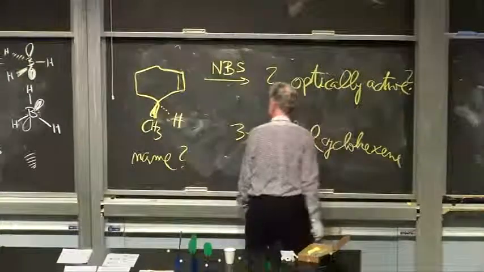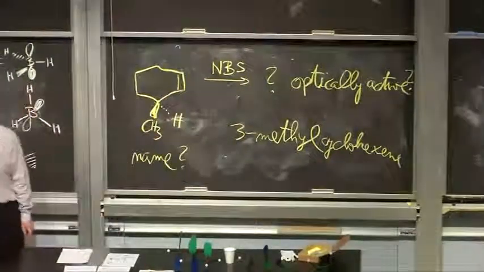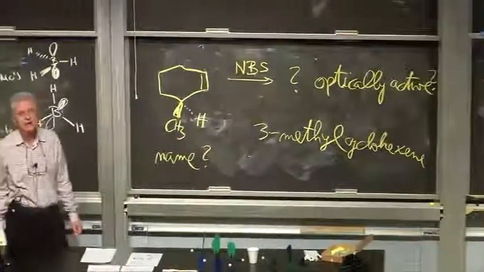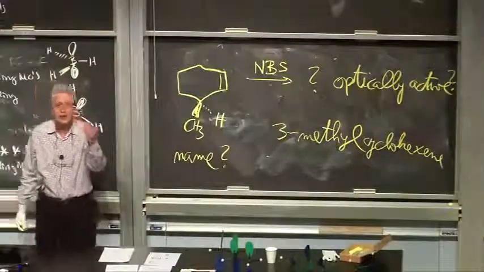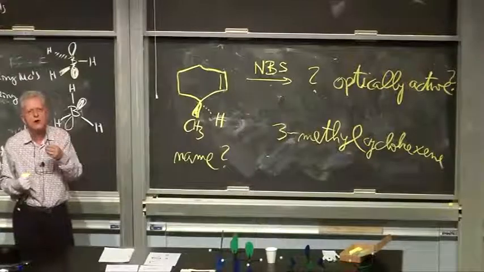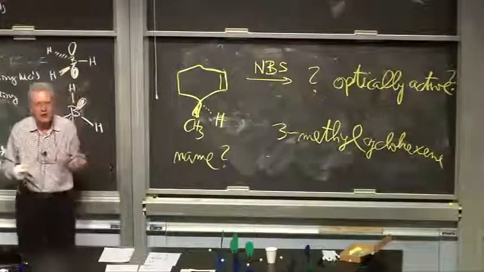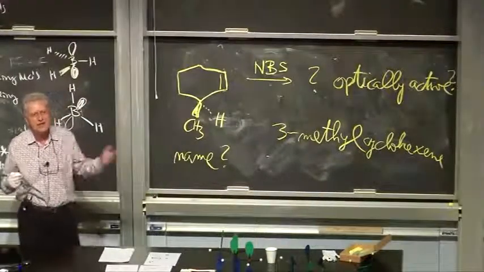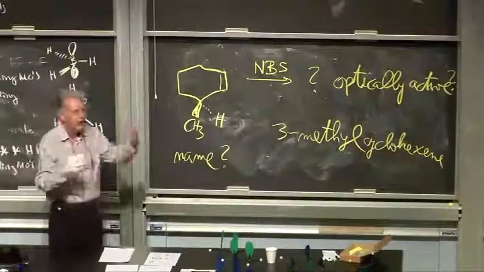And the next problem is to identify whether this is R or S. So everybody has it. This goes back to chapter 5. How do we establish the three-dimensional arrangement of the four substituents around a stereocenter? You may remember that we organize all the substituents in order of priority using the Cahn-Ingold-Prelog priority rules. Namely, we label them A, B, C, D from highest priority to lowest priority.